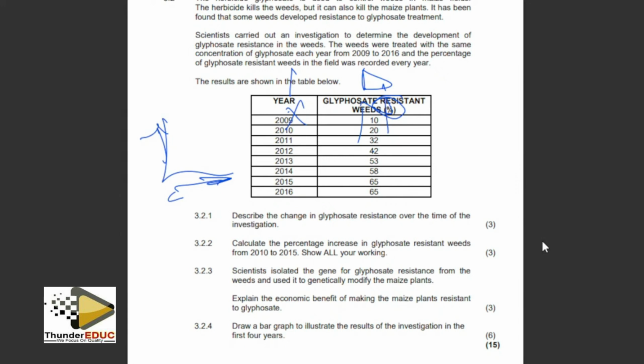Percentage increase is the last point. Percentage increase is always final minus initial, divided by initial. Is it clear? Yes. So please don't forget that. It is final minus initial, divided by initial, times 100%, so that you get all the marks.